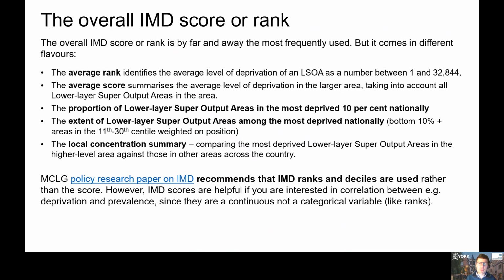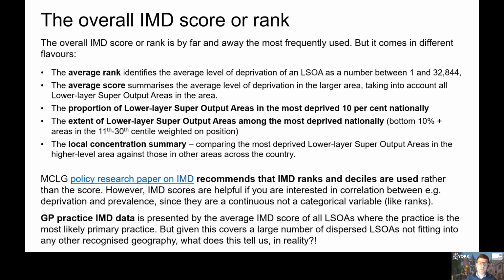A key policy paper recommends that the IMD rank and deciles are used rather than the score. However, scores might be helpful if you're interested in correlation between variables because they're a particular type of variable, continuous, not a categorical variable.